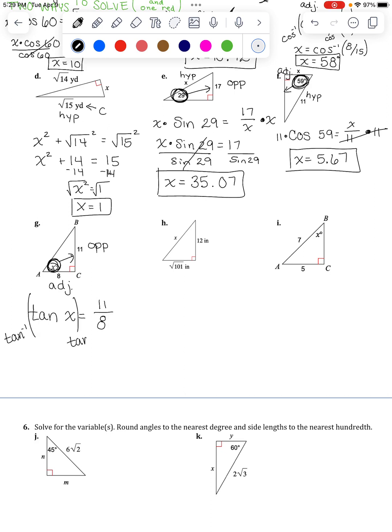Since the variable is inside the trig, to get rid of the trig, I do inverse trig. In this case, inverse tangent. X is equal to, those will cancel out, leaving me with x, and x is going to be equal to whatever tangent inverse of 11 divided by 8 is. Solving for an angle, so I round to the nearest degree, which is 54.